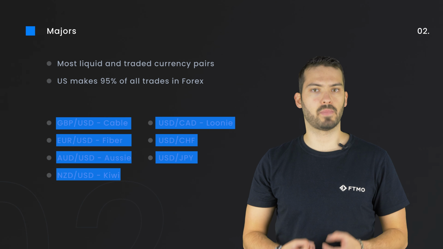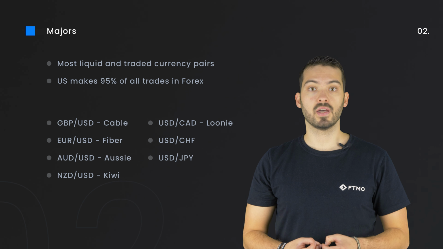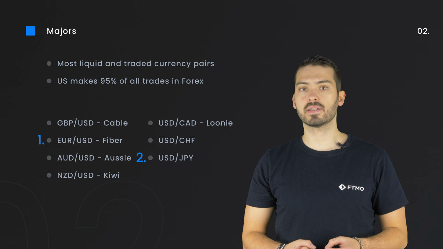These 7 currency pairs are the so-called majors. Euro-USD is the most liquid and traded currency pair. In second place, we have USD-JPY.